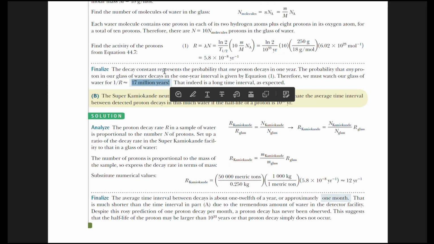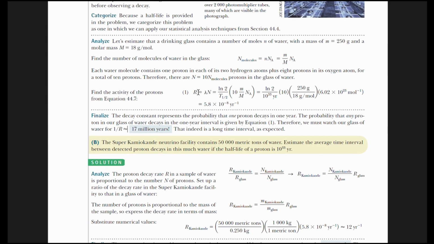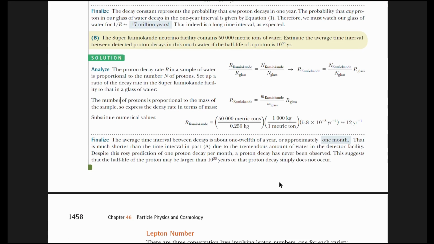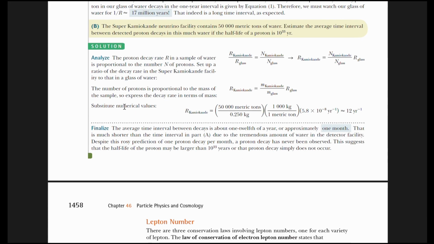The decay constant represents the probability of one proton decaying in 1 year. The probability that any proton in our glass of water decays in a 1 year interval is given by equation 1, which is this, I guess. Therefore, we must watch our glass of water for 17 million years. That indeed is a long interval. Okay, I'm just curious why they wrote 17 million years here. They wrote 1 month here for different problems.